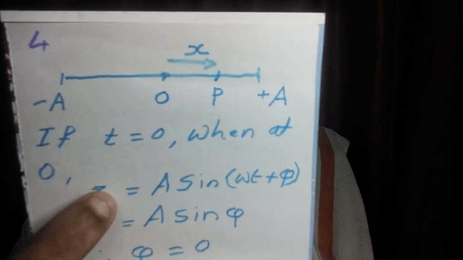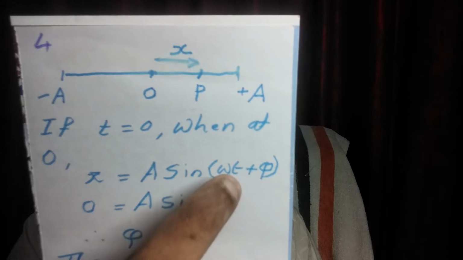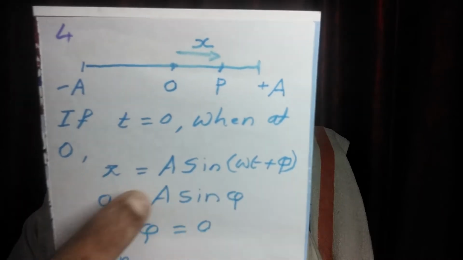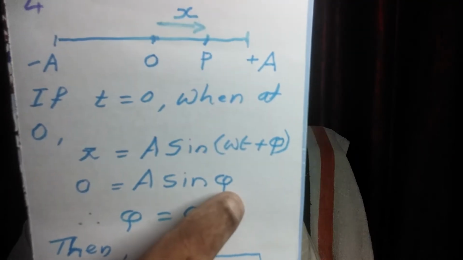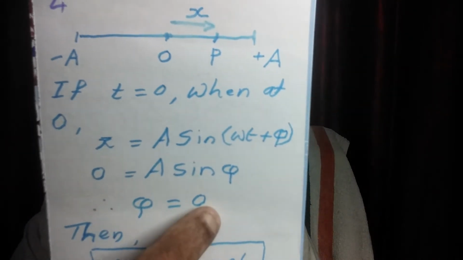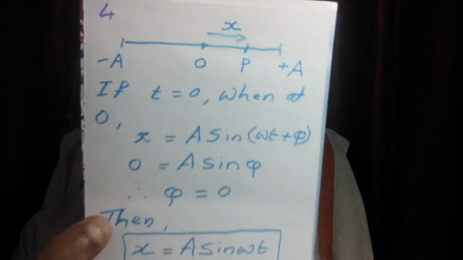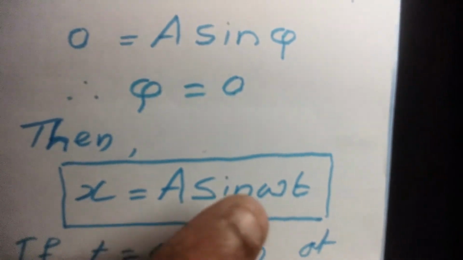You put x equals 0 in the place of x and 0 in the place of t. So you get 0 equals a sine phi. That means sine phi is 0. So phi equals 0. That means the displacement equation takes the form x equals a sine omega t.